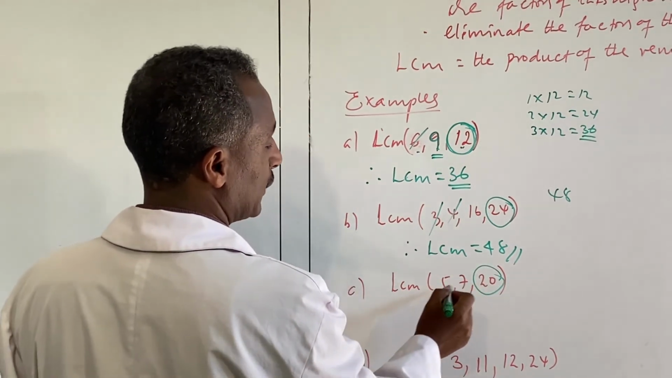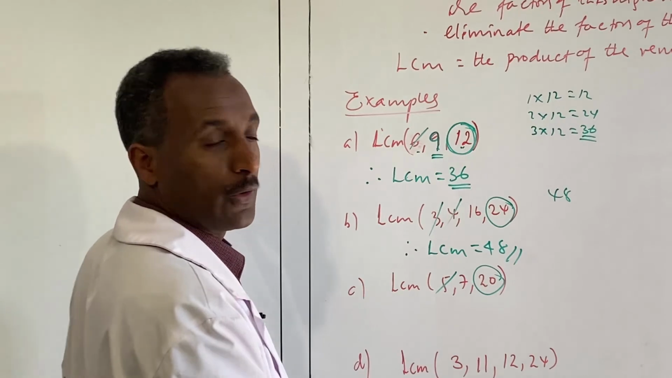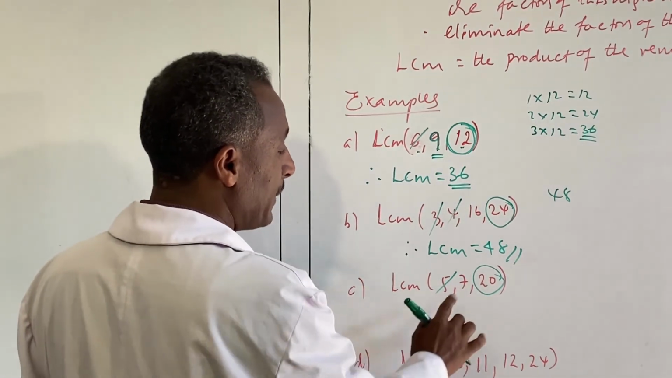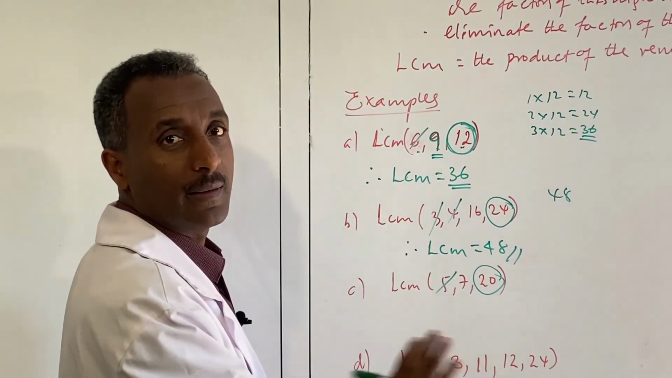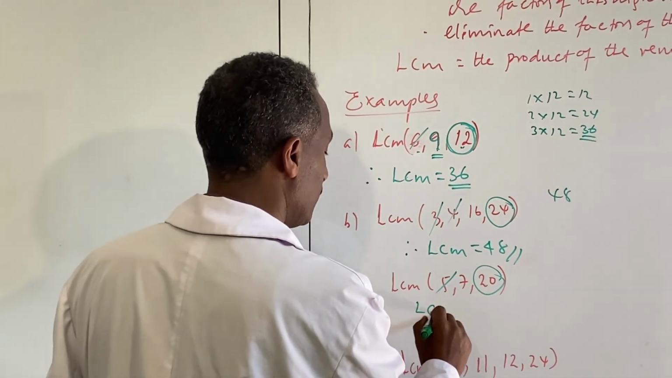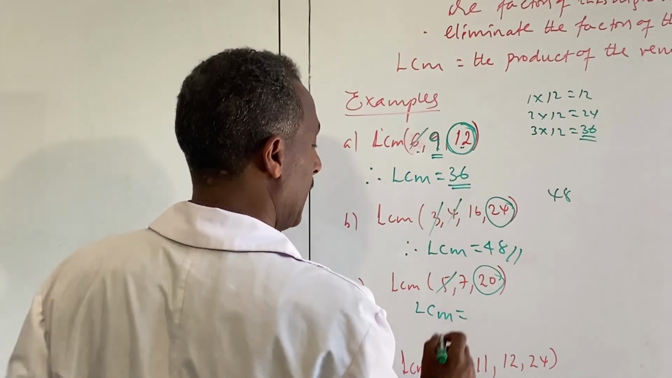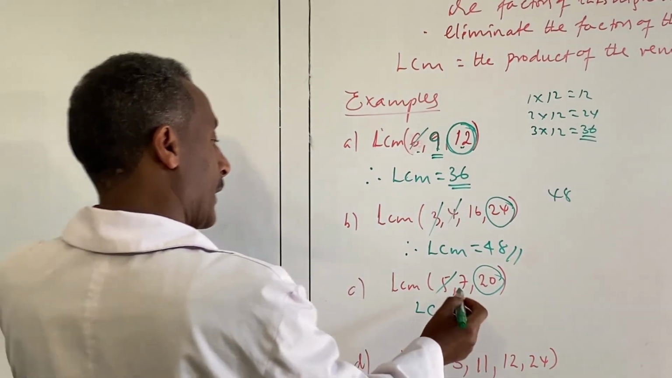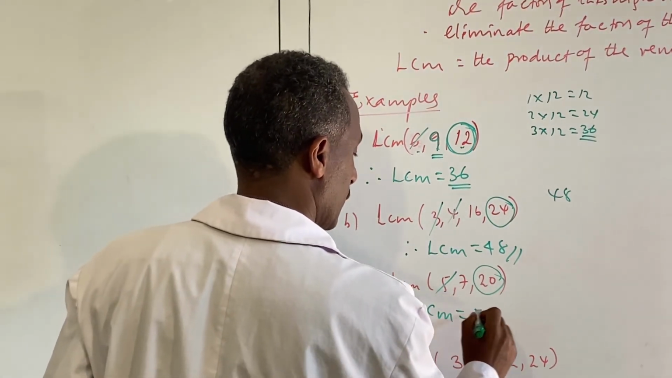Okay, again here, LCM of 15, 5, 7 and 20. The highest is 20. 5 is a factor of 20, we eliminate this one. We are left with 20 and 7. But 20 and 7 are relatively prime, they have no common factor. So like the previous formula we use 7 times 20, which is 140.